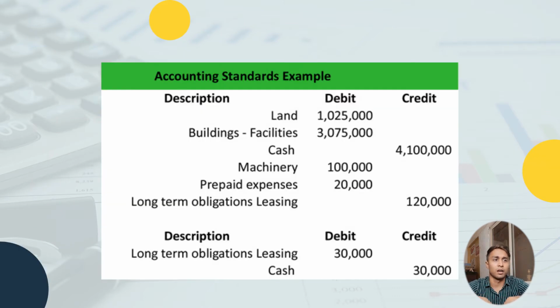So there are three sections. First is a date, second is a description, and the third is the debit and credit amount. So the first transaction is the land, which is 10 lakh and 25,000, and the second one is building facilities, which is 3 lakh and $75,000, and the third one is cash, which is on the credited side for 41 lakh.